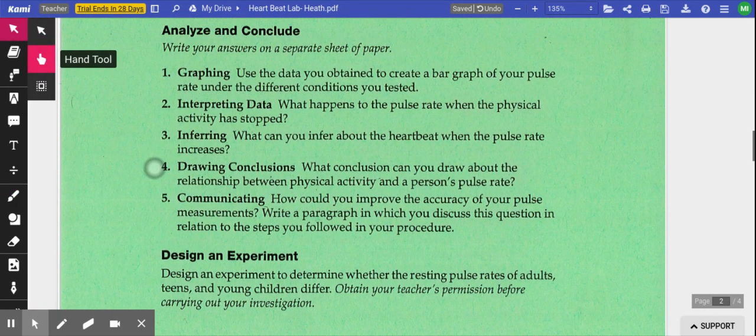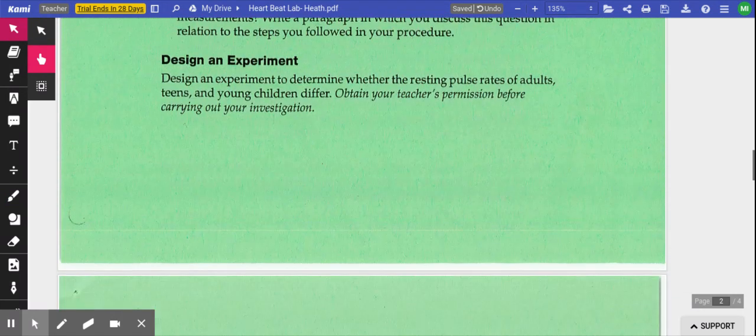Okay, so now we need to graph our data. That's number 1. We're going to graph our data.